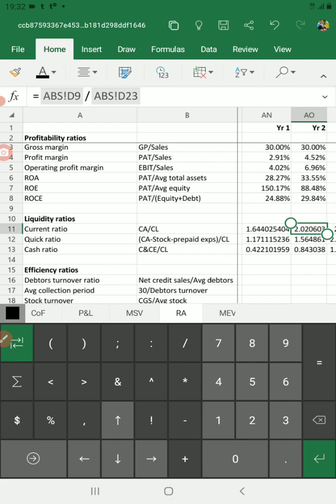Okay, so that's all about the liquidity, and we will proceed with efficiency ratios in the coming tutorial.